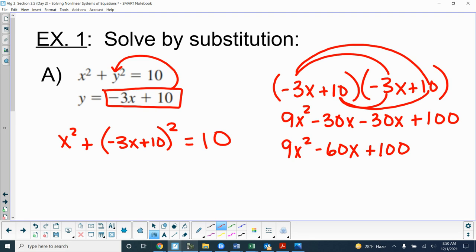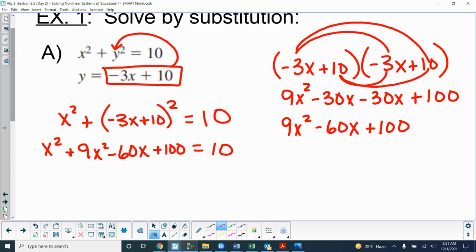All right. So now that I've done that, here's what my equation looks like. I've got this x squared still. And then it's plus 9x squared minus 60x plus 100 equals 10. Well, what's x squared plus 9x squared? 10x squared, right? They're like terms. So let's simplify this. And since it's x squared, it's a quadratic equation.